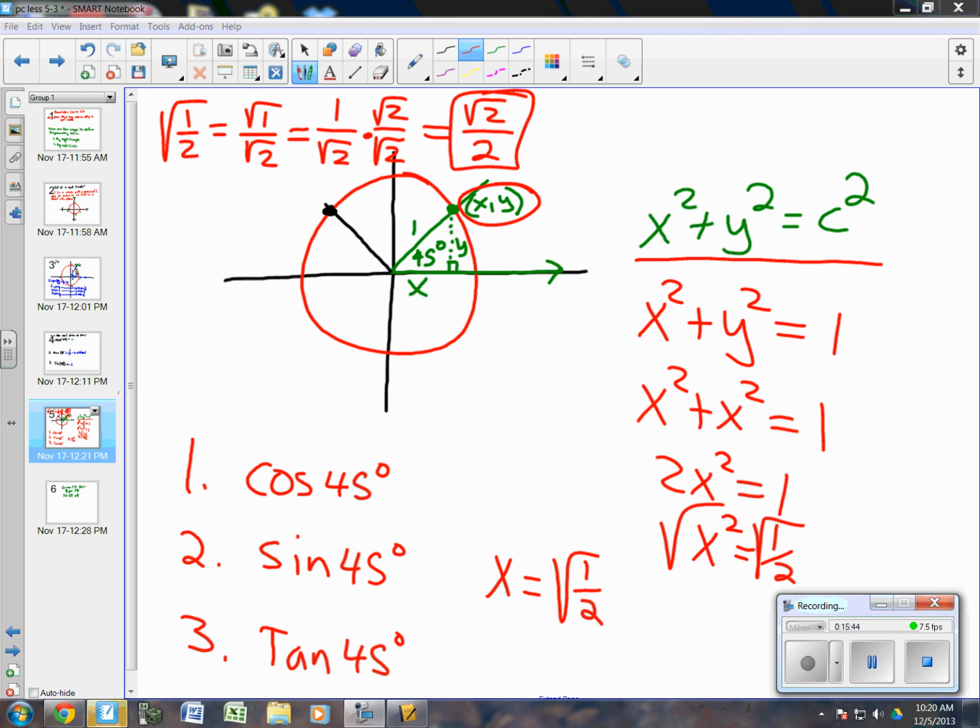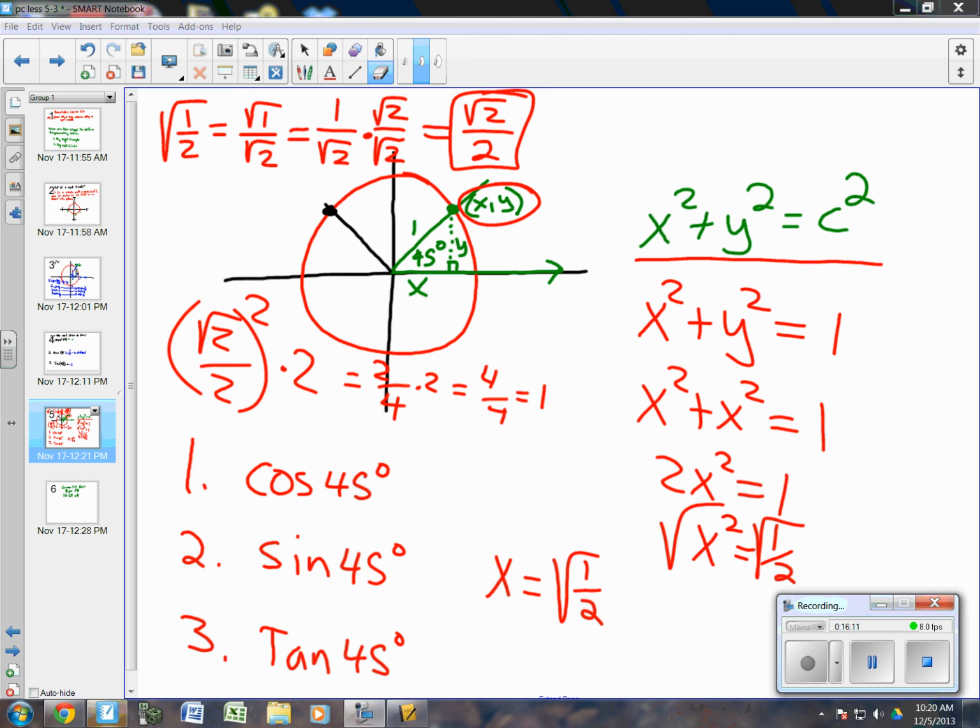Would the square root of 2 over 2 squared times 2 equal 1? Well, yeah, it looks like, well, no. Yeah. So you have square root of 2 over 2 squared, which would be 2 over 4. Times by 2 would get 4 over 4, which is 1. Yeah, what brought that up? Yeah. Okay. Yep. Oh, yeah. Checking the answer. That's right.